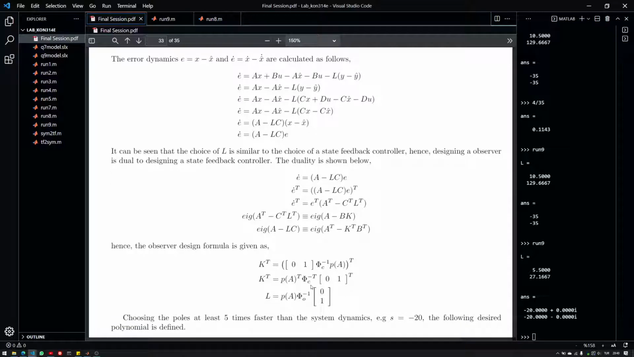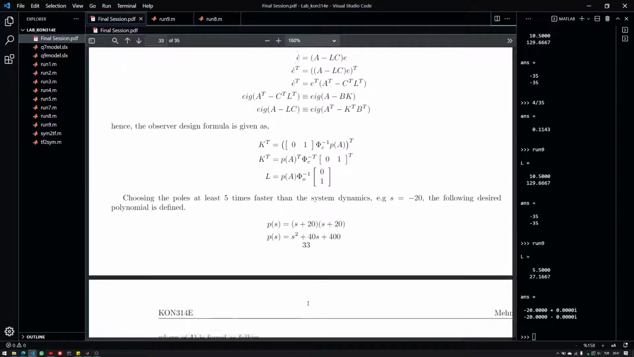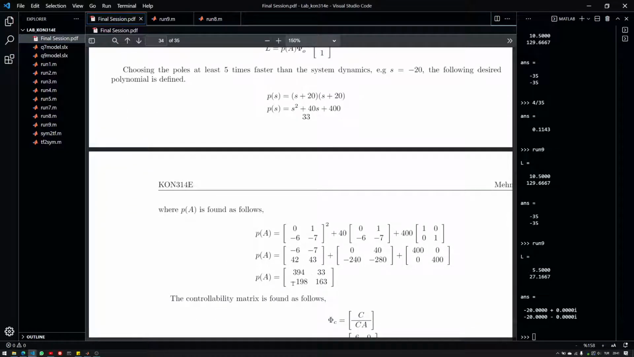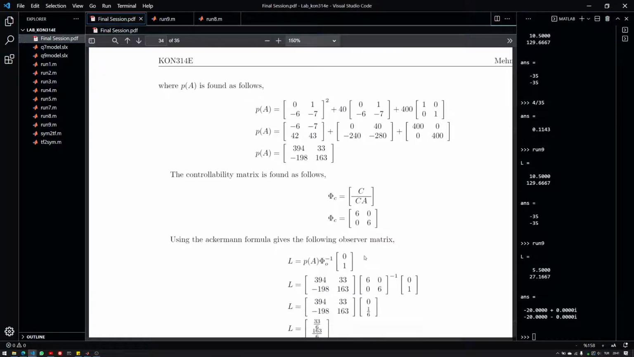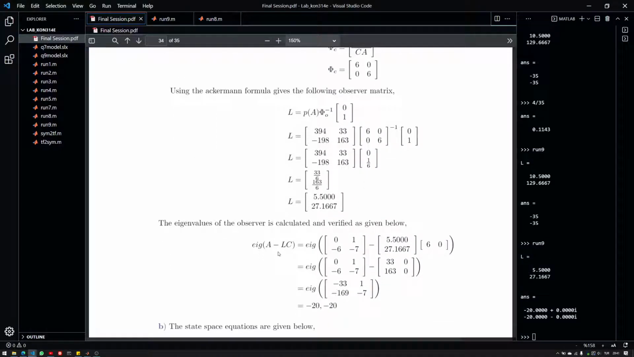Now there we have our Ackermann formula for the observer design, and at least 5 times faster is most of the time used. This 5 is also used in the dominance factor, so yeah, we use it a lot. Now at this point we can see that this is the PDS, and plugging in A, calculating the observability matrix, gives us this. Now if you look for the eigenvalues, you can also see step by step that they are indeed minus 20 and minus 20.